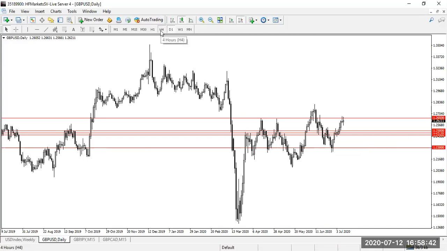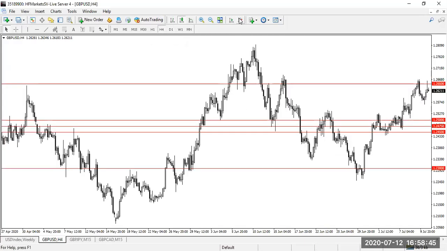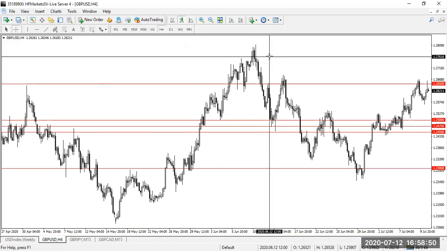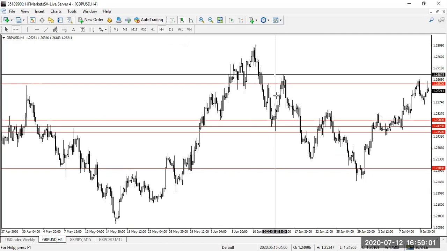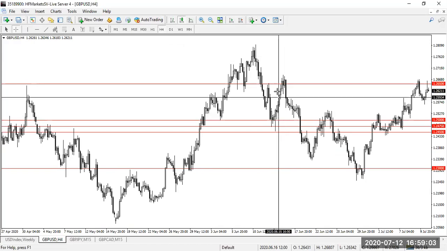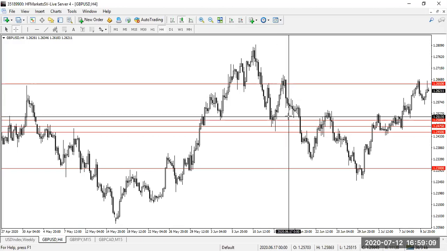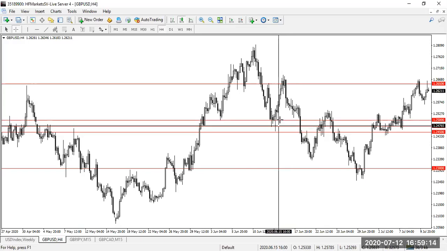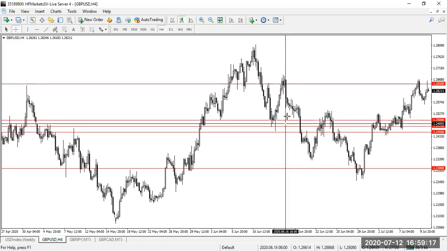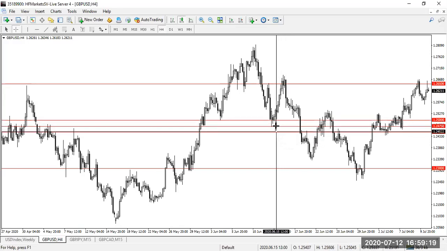Let me go down to H4. The date is 15th of June. This is 12th of June, and this is the 15th of June. Now look at this candle. This is the first 4-hour candle, closed at 8 o'clock. It has not broken any zone. So we have every reason to continue to hold this area as our potential stop hunting area before price goes up.